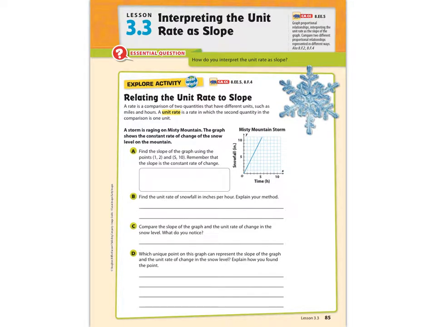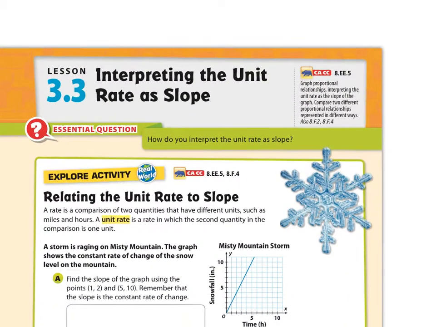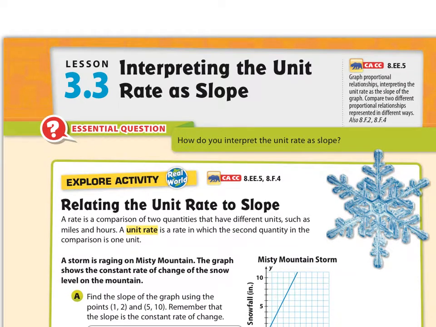Hello, this is Mr. Bainey, and this lesson is 3.3, Interpreting the Unit Rate as Slope. The standard, 8.EE.5, and the essential question: how do you interpret the unit rate as slope?